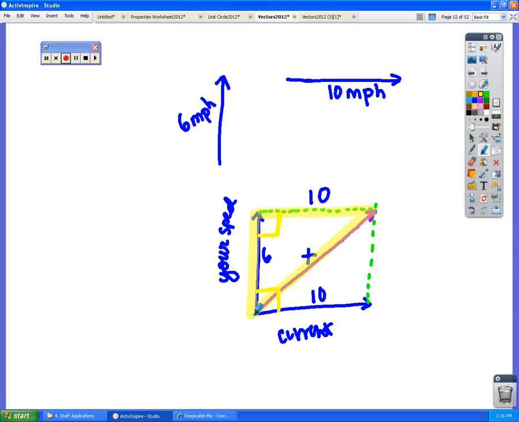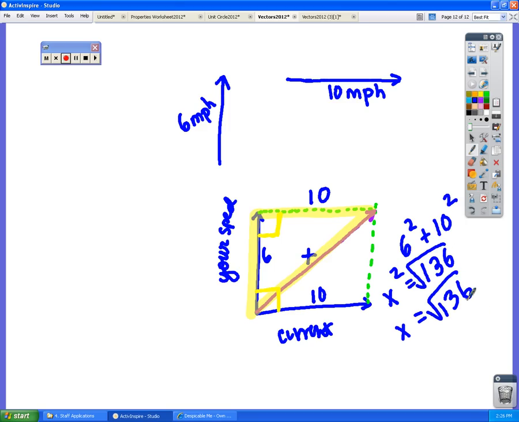Now, in this case, you could use the Pythagorean theorem. You could use the law of sines. You could even use the law of cosines to find out what x is. I'm going to use the Pythagorean theorem. 6 squared plus 10 squared would get us 136. x squared equals 136. So you could simplify that radical, but for now we'll just round it. x is going to be root 136, and root 136 is about 11.66. So your speed that you're actually going to be going is about 11.6, and this vector shows you the direction you're actually going to be swimming in.